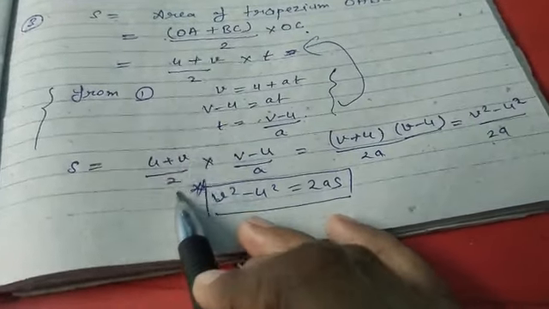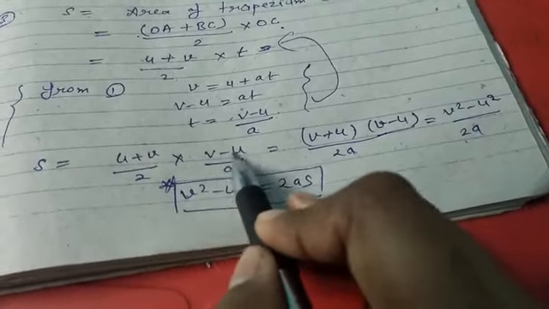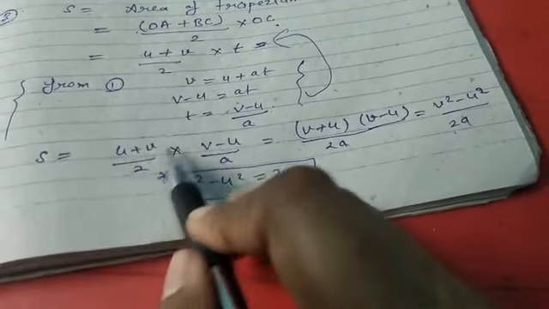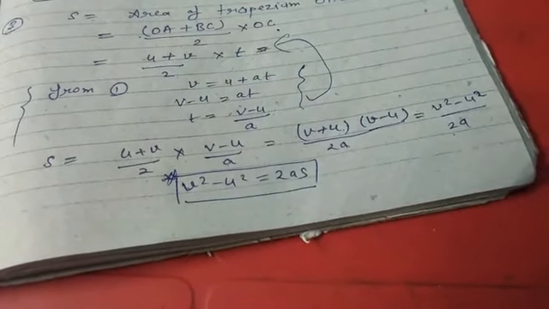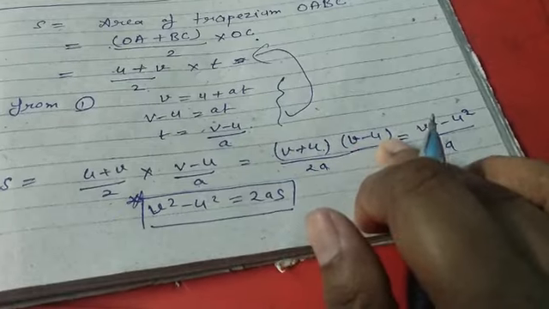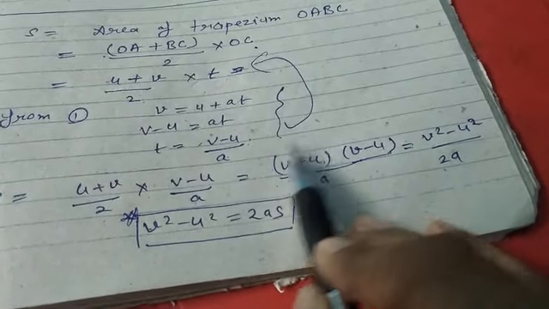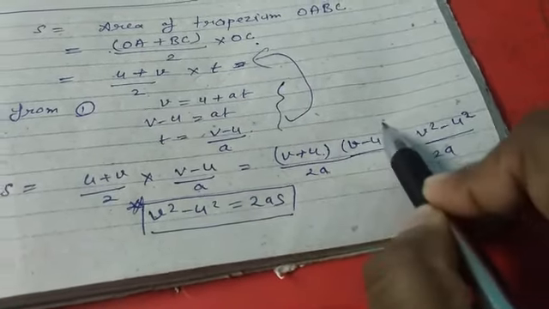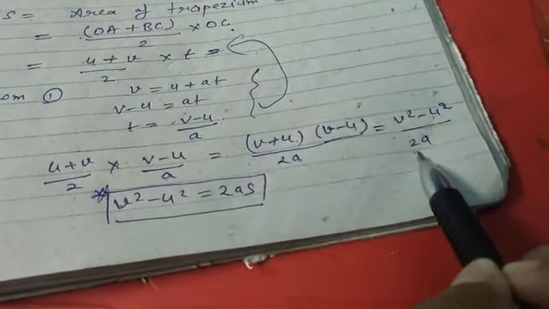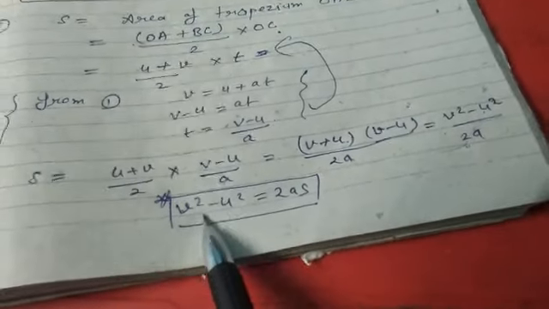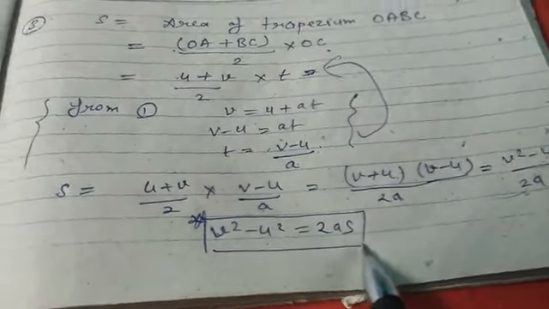So u plus v upon 2 into v minus u upon a. We can write u plus v as v plus u because addition follows the commutative law. So v plus u and here v minus u. Now you remember the formula a plus b into a minus b is a square minus b square. So here we can write v square minus u square upon 2a. Now cross multiply, so v square minus u square equals 2as. This is our third equation. In this way we can derive three equations with the help of the velocity time graph.